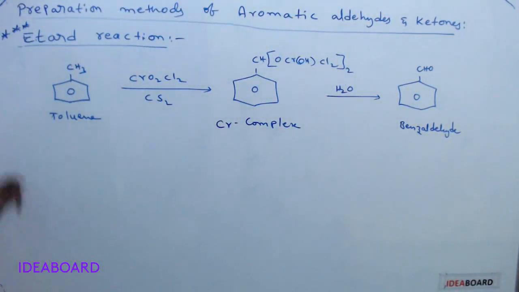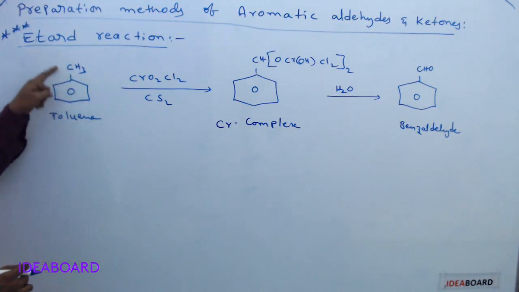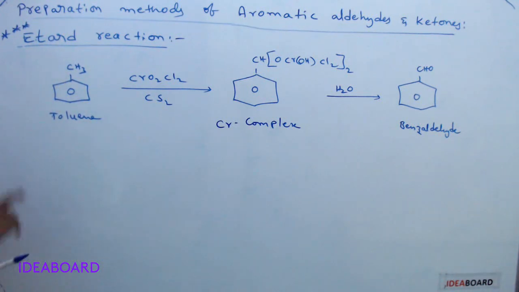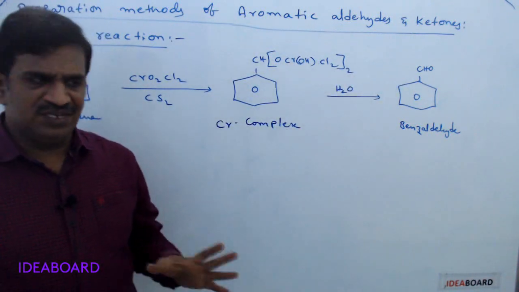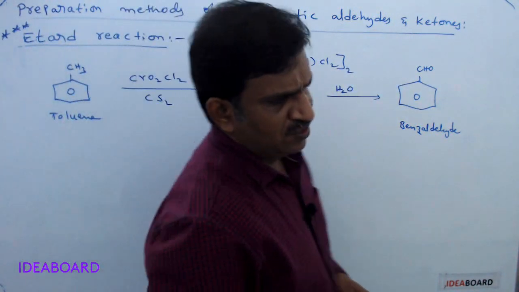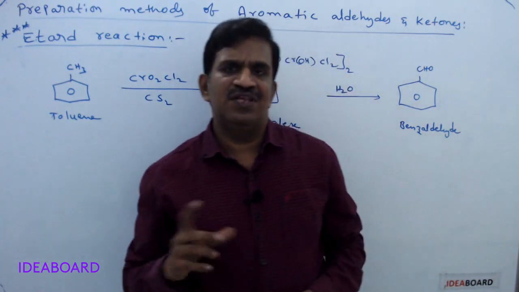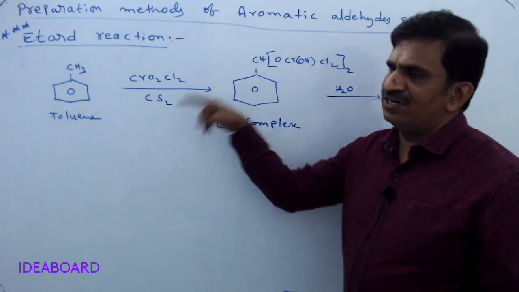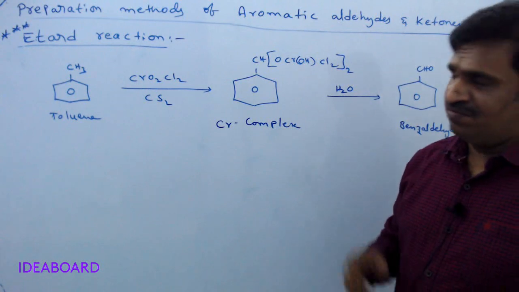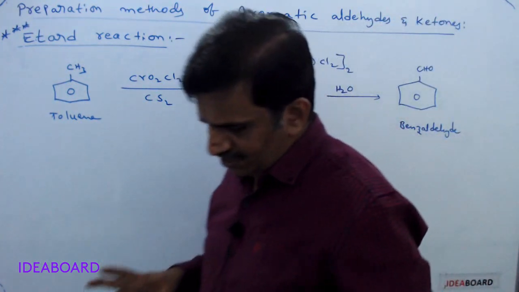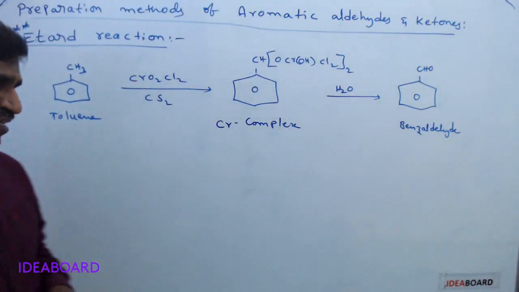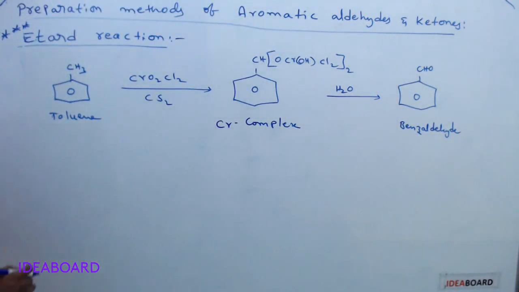In this, the alkyl group is mainly converted to aldehyde only. It is not further oxidized to carboxylic acid. Generally, if you use KMnO4, a strong oxidizing agent, it will finally be converted to carboxylic acid. But here only aldehyde is formed, not carboxylic acid. This is the specialty of this reaction.